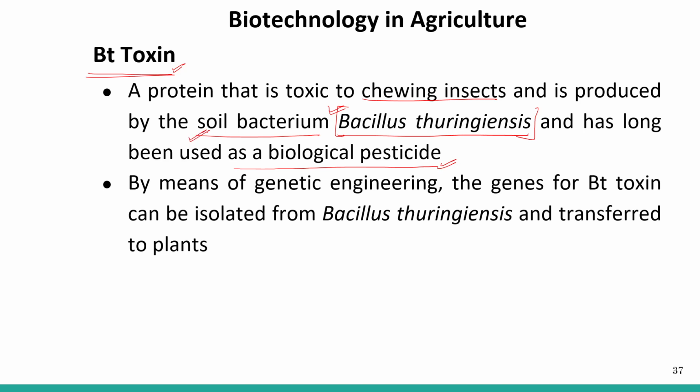As a biotechnologist, what we do is take out the particular gene that is responsible for producing Bt toxin and introduce it to the cotton plant. In that way, the cotton plant produces that toxin. By means of genetic engineering, the genes for the Bt toxin can be isolated from Bacillus thuringiensis and transferred to the plant, particularly the cotton plant. And that is why the plant got its name Bt cotton. So let us see how it happens.